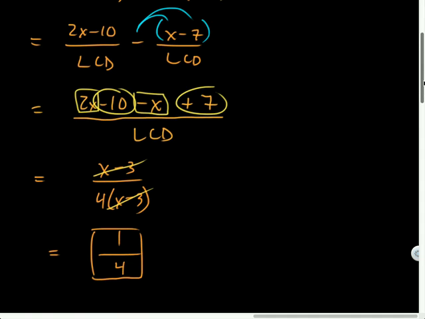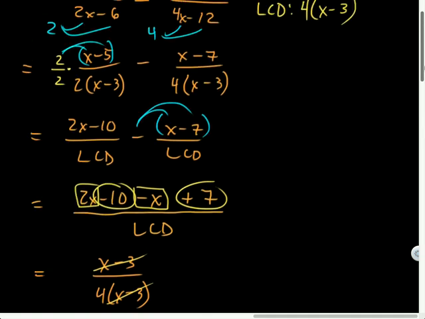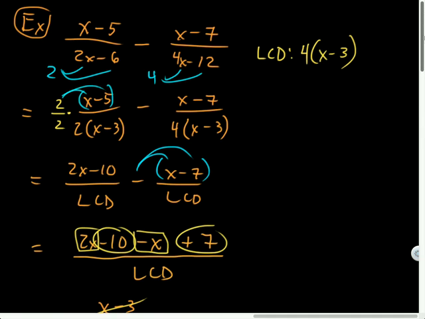But that's the idea. Factor the denominators. Find the LCD. Multiply each fraction, top and bottom, by the part of the LCD that it's missing. All right? Then you can add or subtract the numerators, put them over the LCD, and then simplify as you normally would. That's the idea. That's today's lesson.